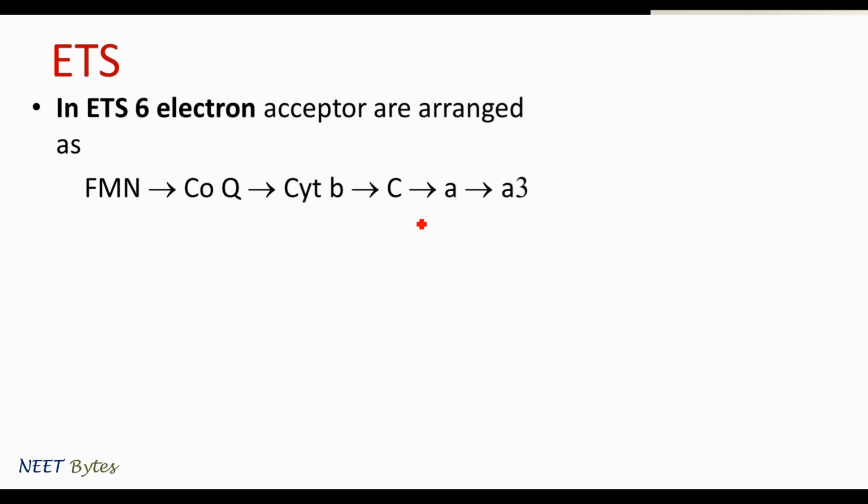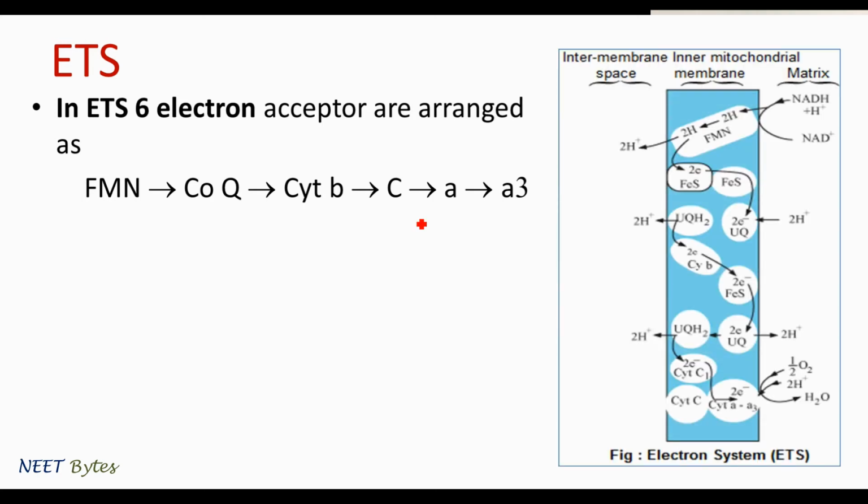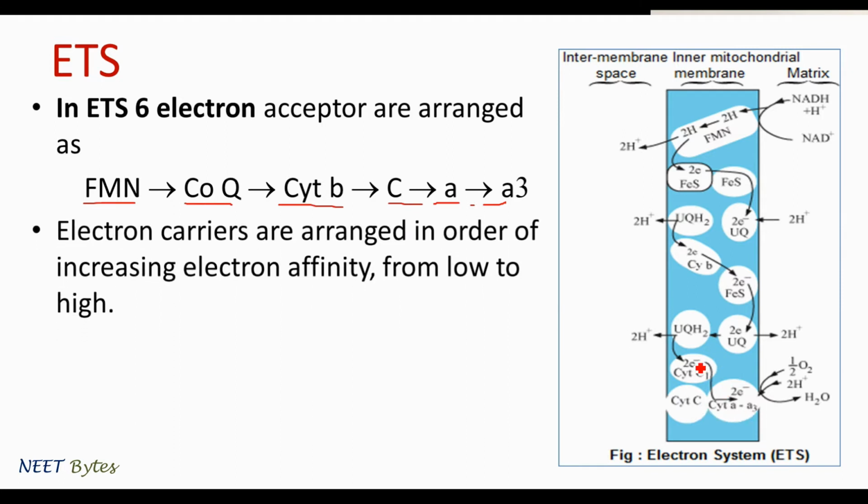Let's see how the process occurs. In the electron transport system, altogether there are 6 electron acceptors, arranged in the given sequence: FMN, coenzyme Q, cytochrome B, C, A, A3. You can see there FMN, coenzyme Q, which is also known as ubiquinol, right? Then cytochrome B, then cytochrome C, and cytochrome A and A3.